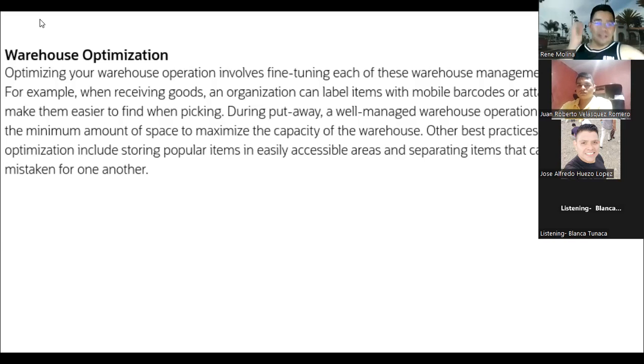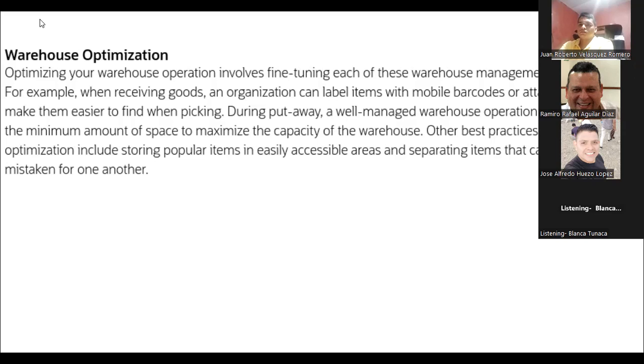Each of these warehouse management processes. For example, when receiving goods, an organization can label. Do you remember what is label? Label is etiqueta. Etiqueta, very good. Can label items with mobile barcodes. What is a barcode? Código de barra. Very good. Or attach. What is attach? Anexo. Anexar. Adjuntar. Very good.